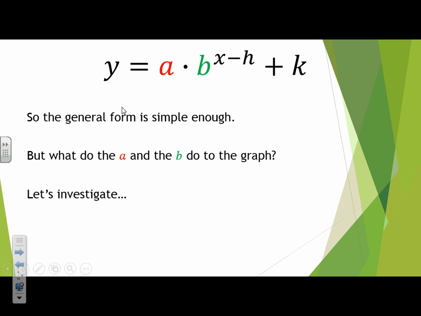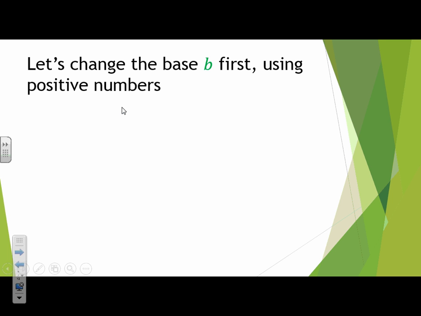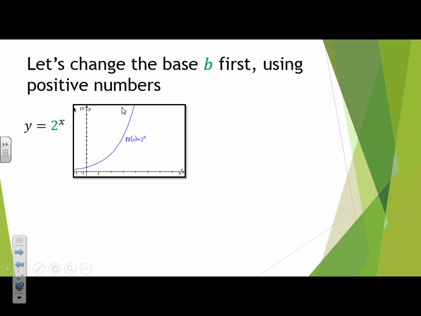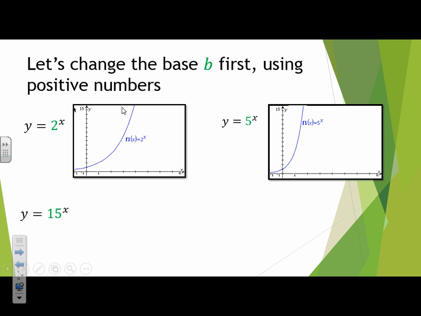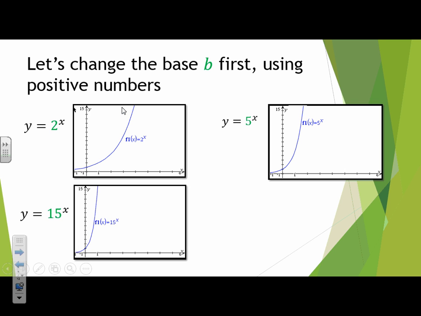Okay, so the general form is simple enough, but what do the a and b do to the graph? Okay, so let's investigate. Let's change the base b first using positive numbers. So if I have 2 to the power of x, 5 to the power of x, 15 to the power of x, what pattern do you notice?